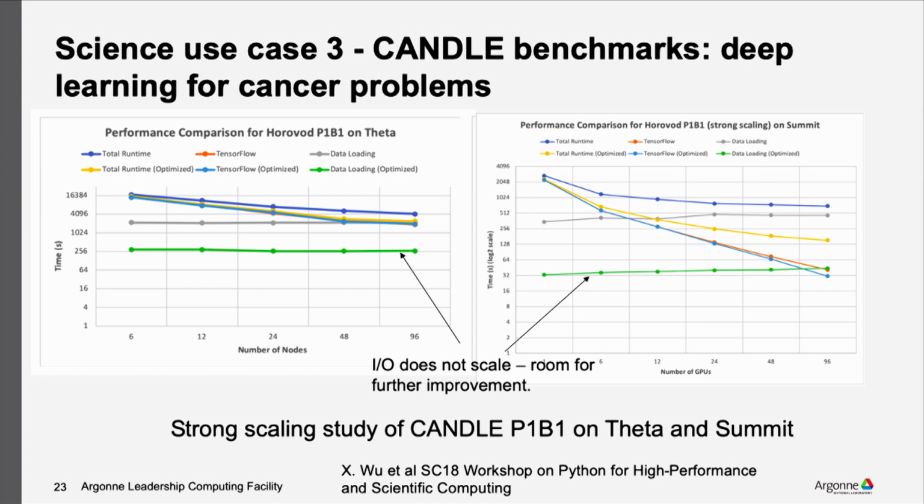The last example is the CANDLE benchmark. Here I list this result to show that this is a scaling plot, and I/O becomes a bottleneck. This gray curve is the initial I/O, and then after optimization, it scales well. But it looks like the I/O is still not scaling well. It becomes flat. So there's still room for improvement.